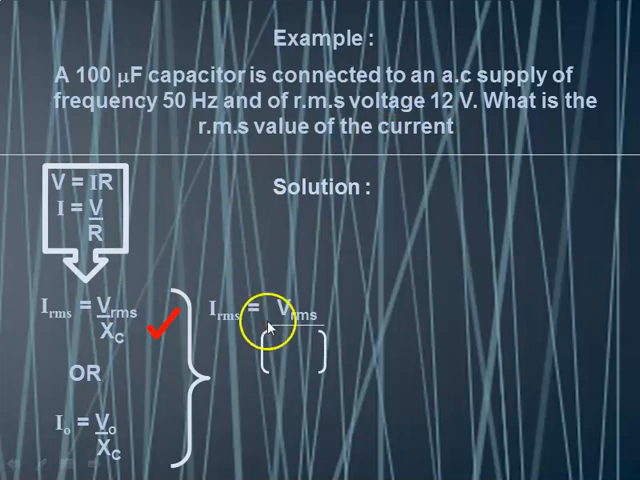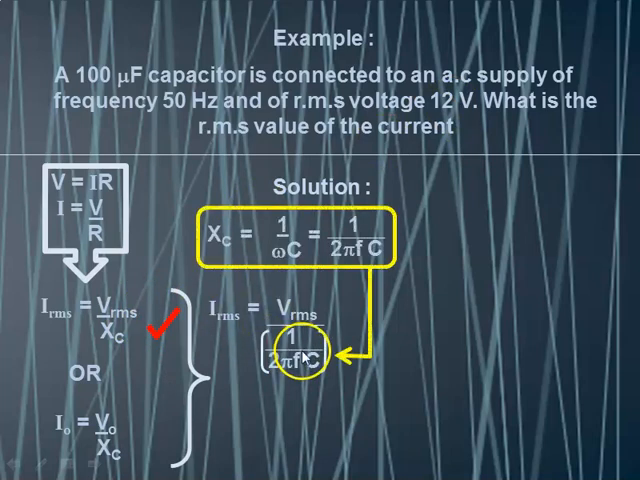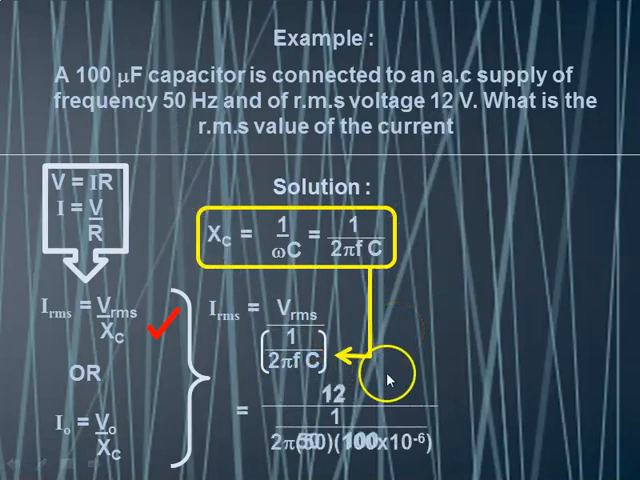So I RMS equals V RMS per Xc. Xc equals 1 per 2 pi fC. And substitute all the values given: 12 volt, 50 Hz frequency, and 100 microfarad converted to farad for capacitance. So the answer is 0.38 ampere.